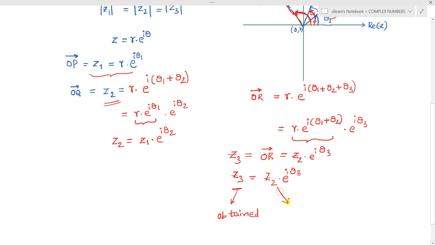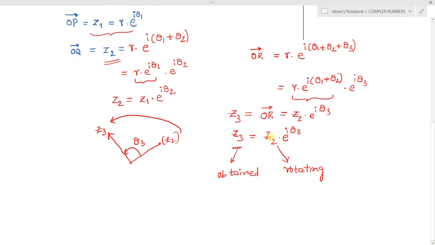Here z2 is the rotating complex number. If we rotate z2 with an angle of theta 3, we will obtain z3. We are considering the rotation in the anti-clockwise direction, and it will be positive.